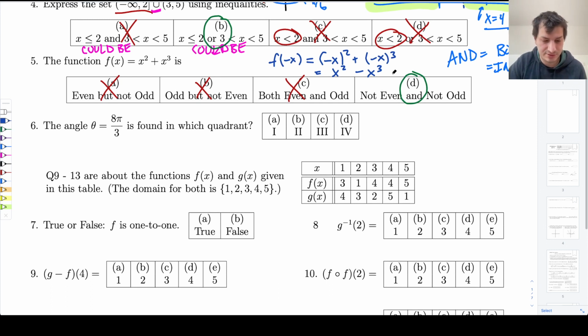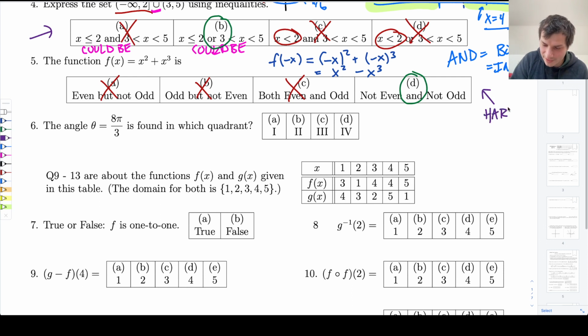Question 6. Oh, no, I'm off by one. Okay, wait, hold on. Let me back this up a bit. I'm looking at how many people got each one right. And question 4 was pretty well done. Most of the people got this one right, over 50%. And question 5 was the one that was poorly done. This one apparently was hard.